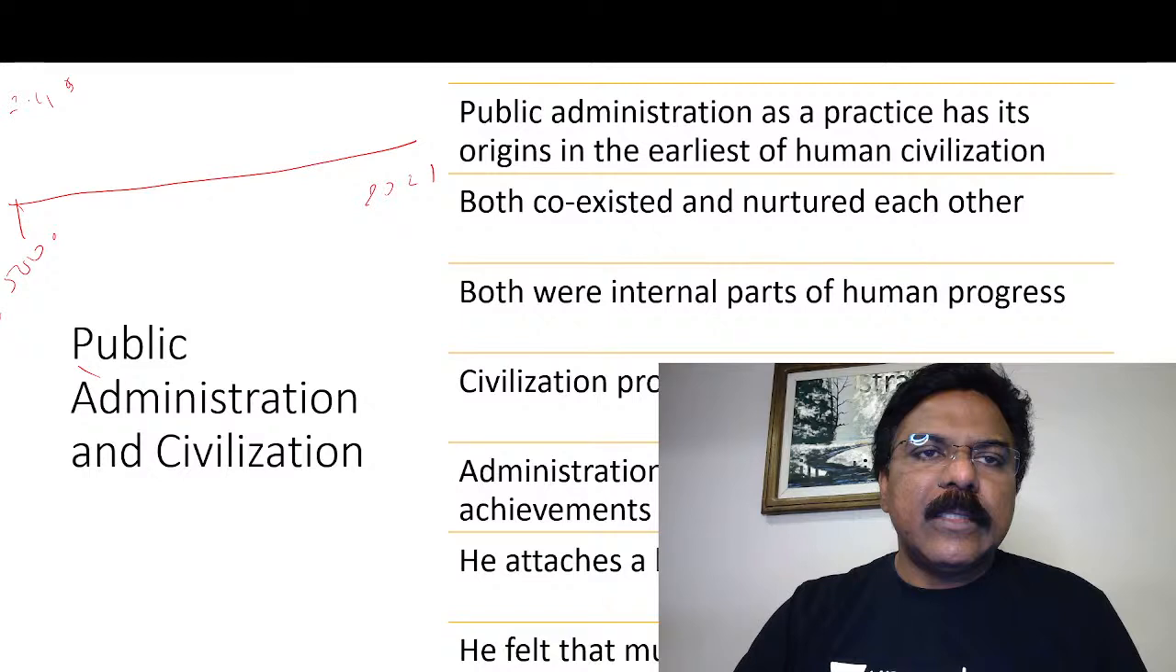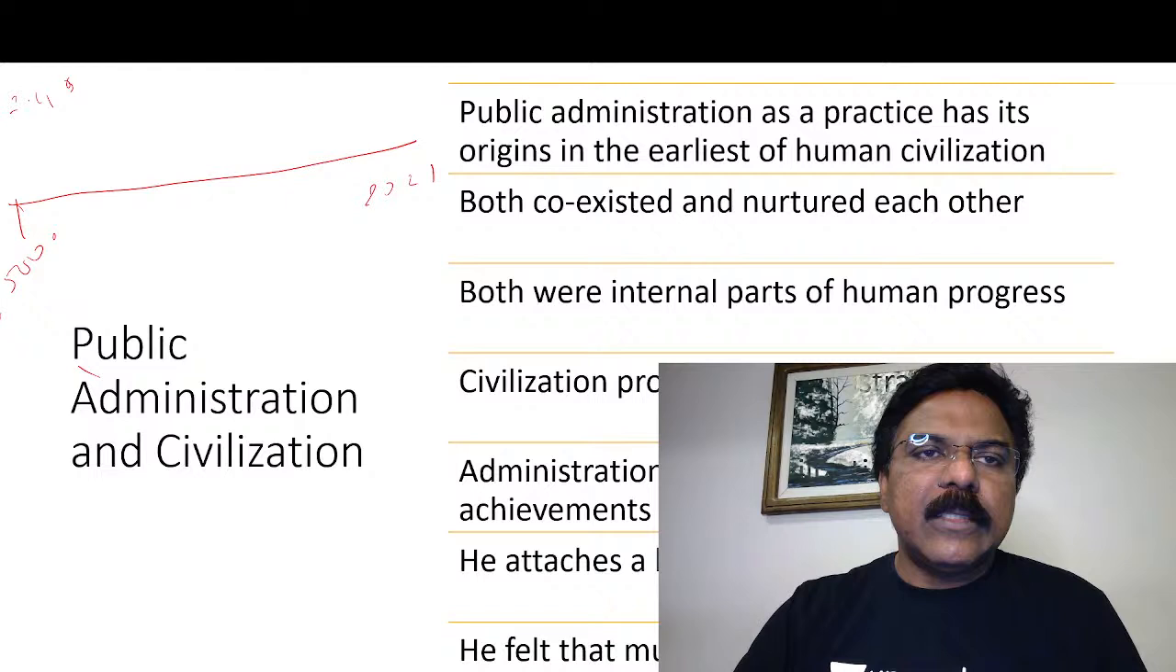This is a very important question that can be asked. What are the views of Waldo on public administration and civilization? You say that public administration and civilization coexisted, nurtured each other. Both were internal parts of human progress. Civilization promoted administration. Administration made civilizational achievements possible. So these are the things that you need to write. So you need to expand on this and write on history. That's why it attaches a lot of importance to historical approach.